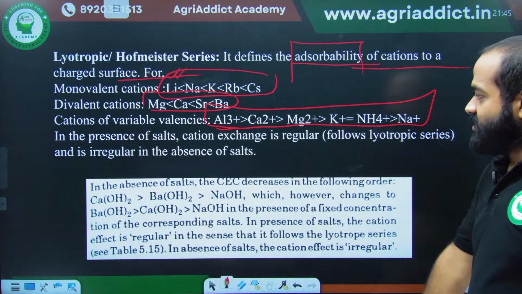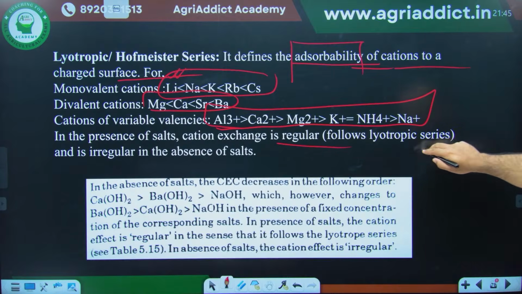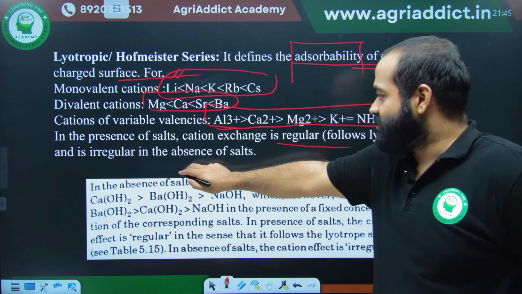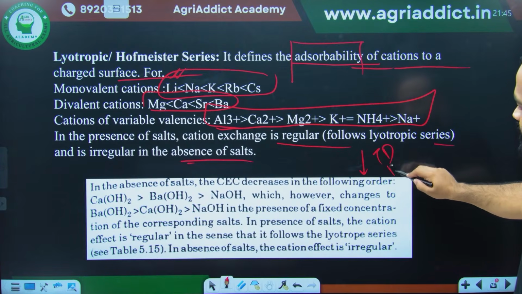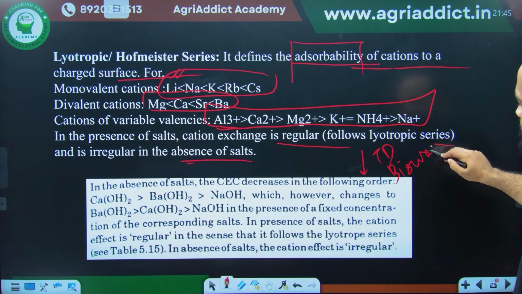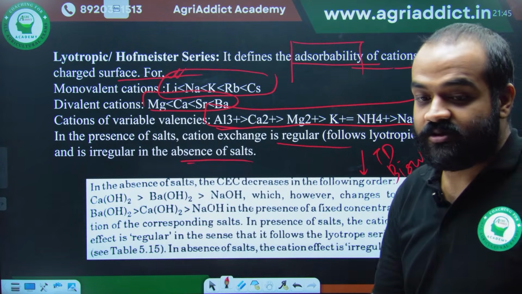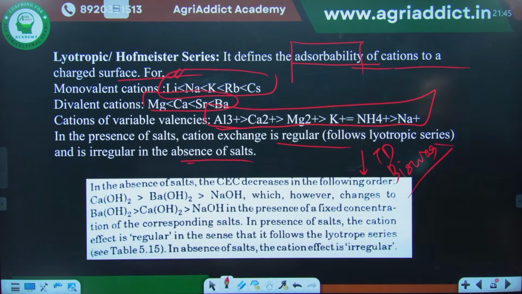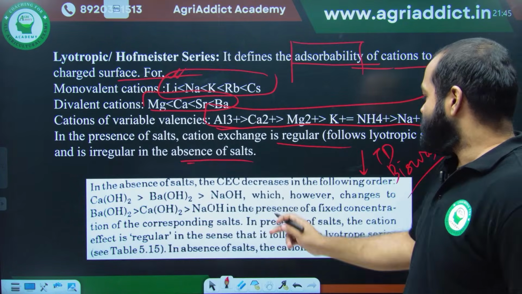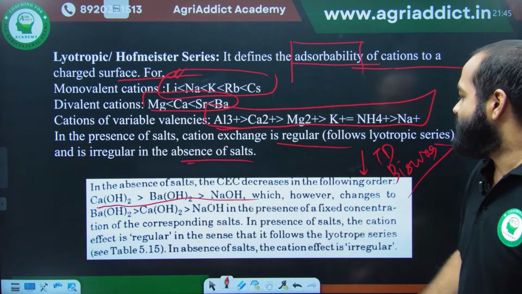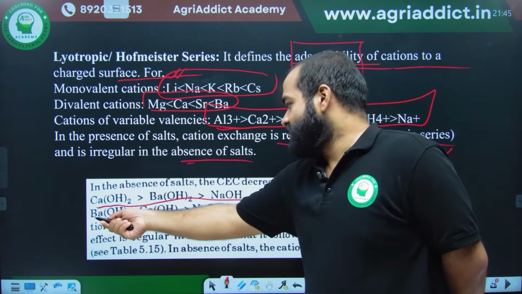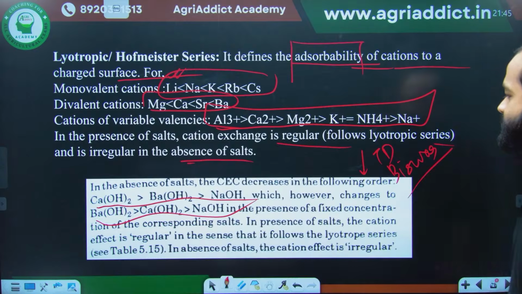In the presence of salts, cation exchange is regular, follows the lyotropic series, and is irregular in the absence of salts. This is taken from TD Vishwas. This is a very important question because many questions come from TD Vishwas in JRF. So here you can see, in the absence of salt, CEC decreases in the following order, which does not follow any pattern, whereas in the presence of salt, it follows the regular pattern. All right.